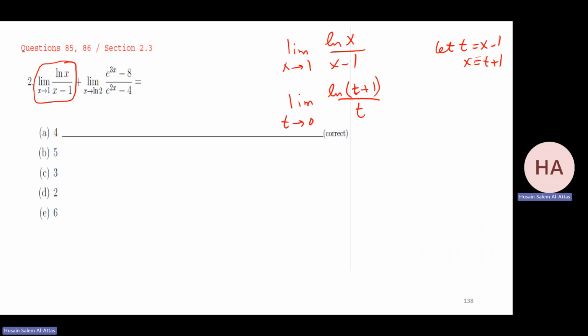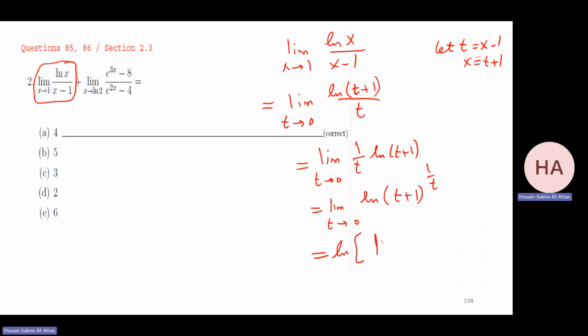I'm doing the first part. It's 2 different limits, just do this and do that. This one will be the limit as t goes to 0 of 1 over t times ln(t plus 1), which is the limit of ln of (t plus 1) to the power 1 over t, which is the one we are looking for. Now I can take the limit inside, so this would be ln of the limit as t goes to 0 of (t plus 1) to the power 1 over t. I know this is one of the special limits, so this will be ln e, and that is 1.